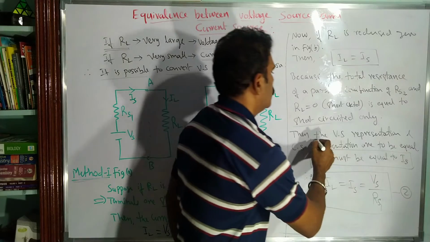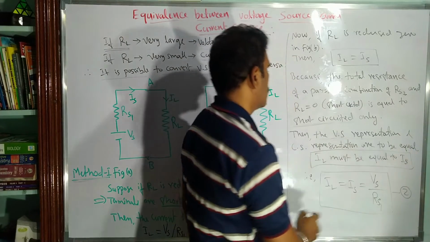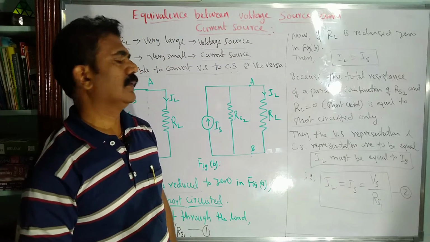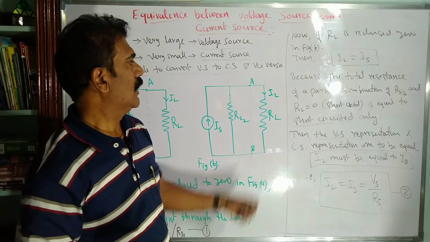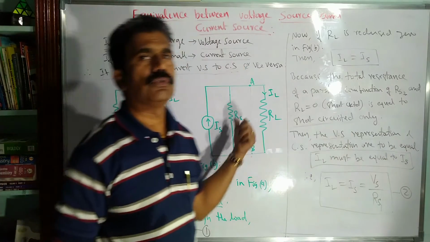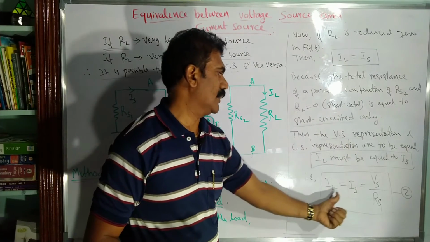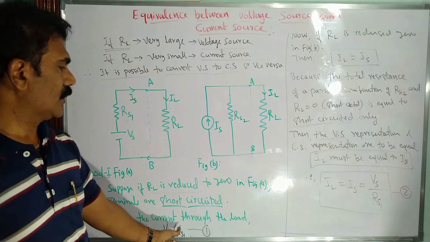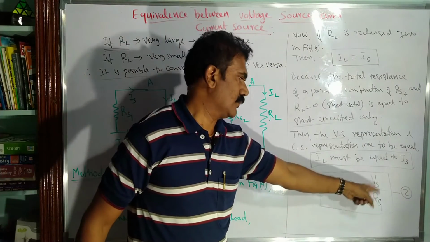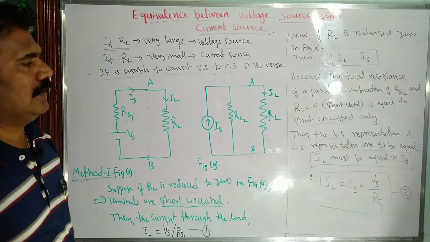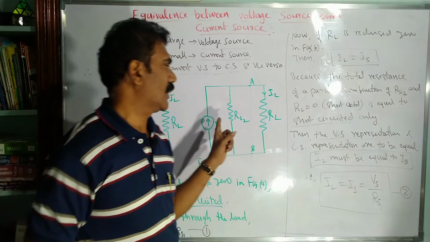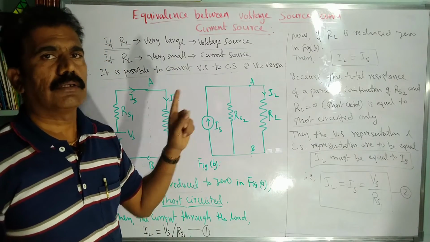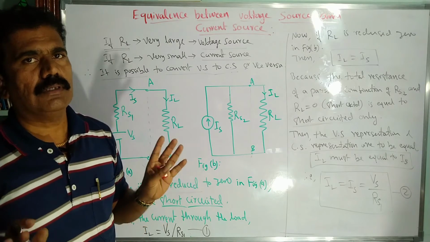Then, to prove that the voltage source representation and current source representation are equal, what is the condition you have to observe here? The load current IL must be equal to the source current IS. So what is the equation for IL? Already obtained from equation 1 as Vs divided by Rs1. So we can calculate IL as Vs by Rs1, and that must be equal to Is in case of the current source circuit. With this condition we can say both voltage source representation and current source representation are equivalent to each other here.